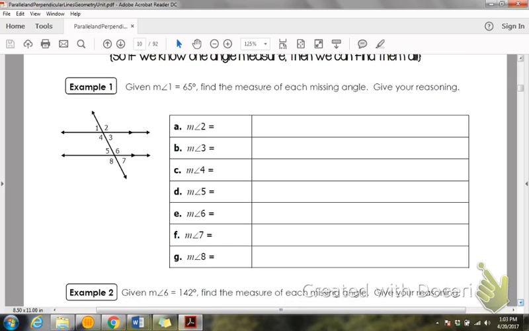Okay, so let's label this diagram. We're going to say the measure of angle 1 is 65. So let's write that in our diagram. We know that angle 1 is 65. What's another angle that we know the measure of? 7. Okay, someone said 7. Amanda, is that you? Why is angle 7 65? Why are they the same?